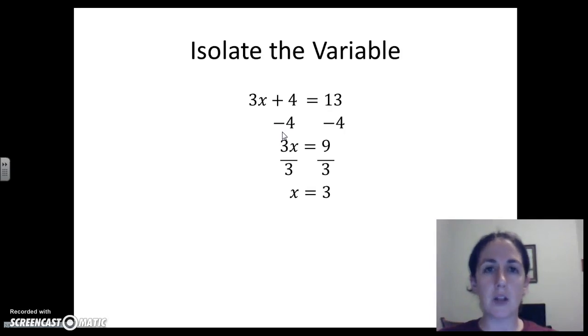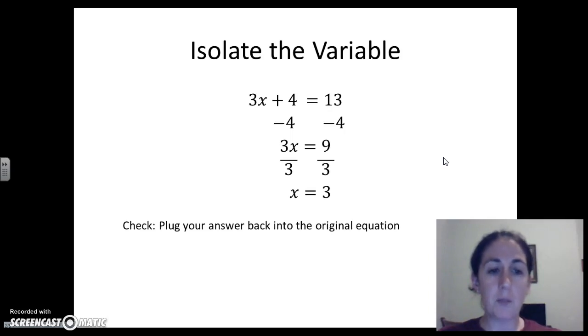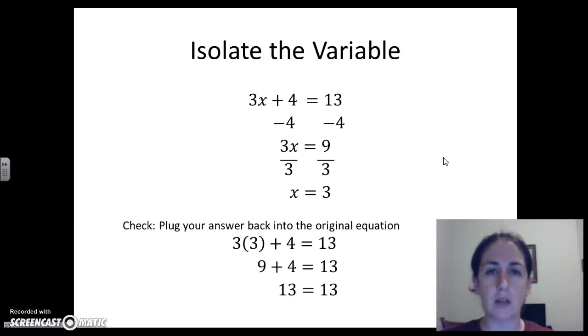Now the nice thing about algebraic equations is that a lot of times you can take that answer, plug it back into the original equation, and make sure you get what we started with, or you get a true statement. So let's plug that answer, x equals 3, back into the original equation. We get 3 times 3 plus 4, and if we did our algebra correctly, that should be equal to 13. Well, 3 times 3 is 9, plus 4 gives us 13 equals 13. That is a true statement, so that means our answer is correct.